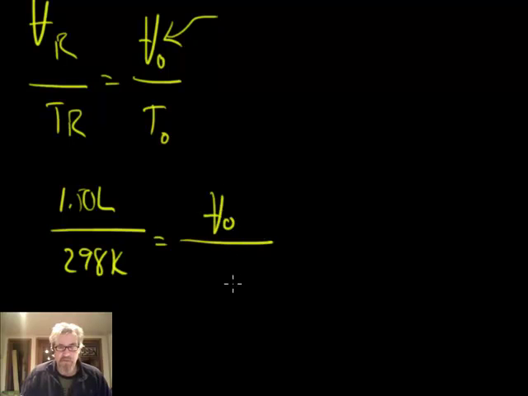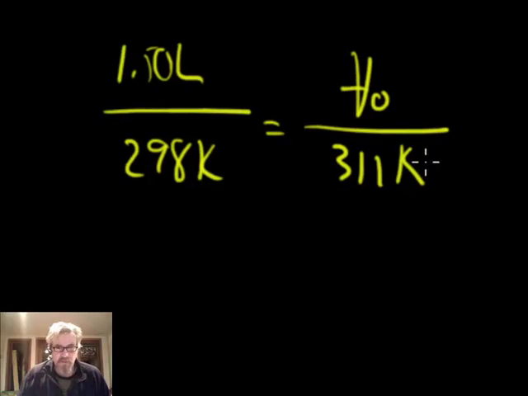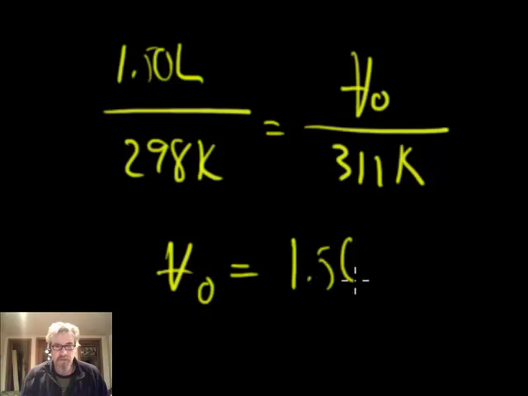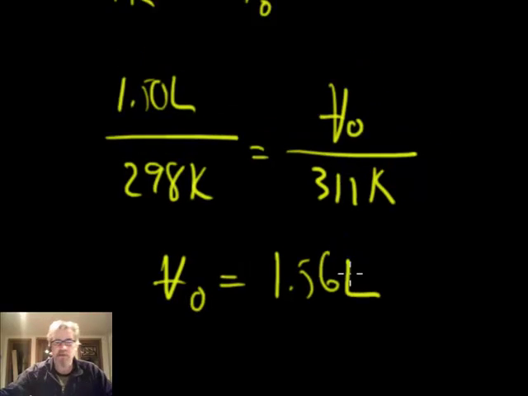Volume outside is what I'm trying to find. And the temperature outside is 38 degrees Celsius. But I can't put in Celsius. I need to add 273 to get Kelvin temperatures. And when I do that, I find out that I have 311 kelvins. Now to find my answer, I cross multiply and divide. So I take 311 times 1.5. I divide that by 298. My answer is going to be in liters, and volume outside is 1.56 liters. Temperature went up, volume went up. That seems to make sense.